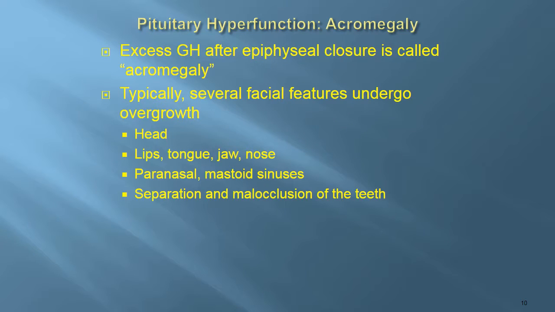Acromegaly is caused by pituitary hyperfunction. The excess growth hormone after the epiphyseal closure is called acromegaly. Typically, several facial features undergo overgrowth: the head, lips, tongue, jaw, and nose, paranasal, mastoid sinuses, and then there's separation and malocclusion of the teeth.